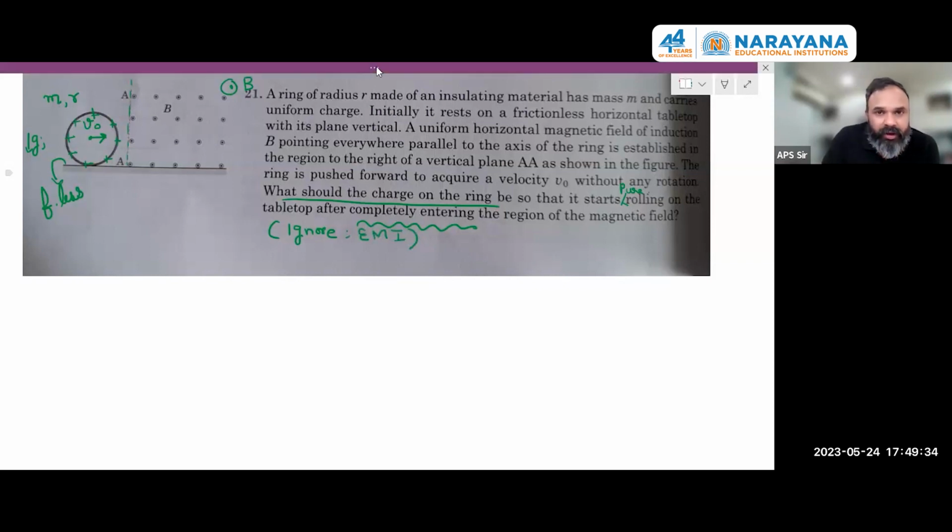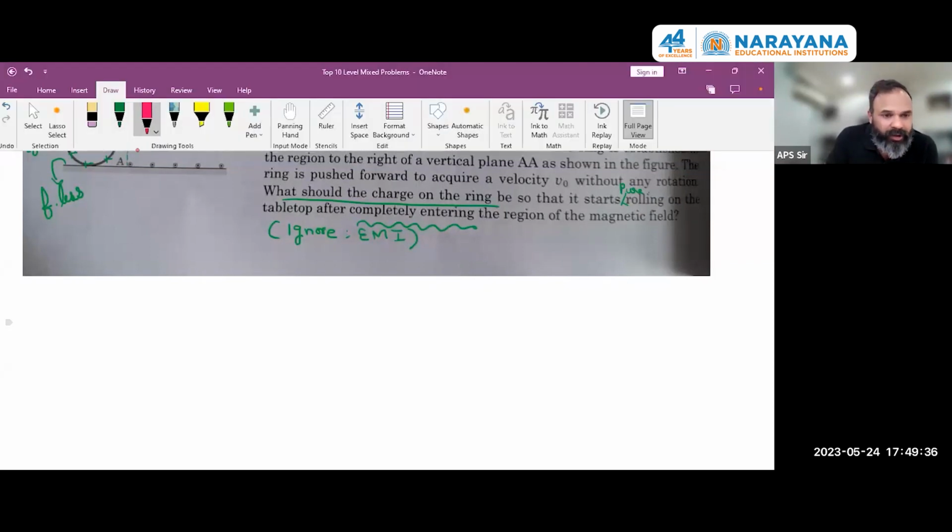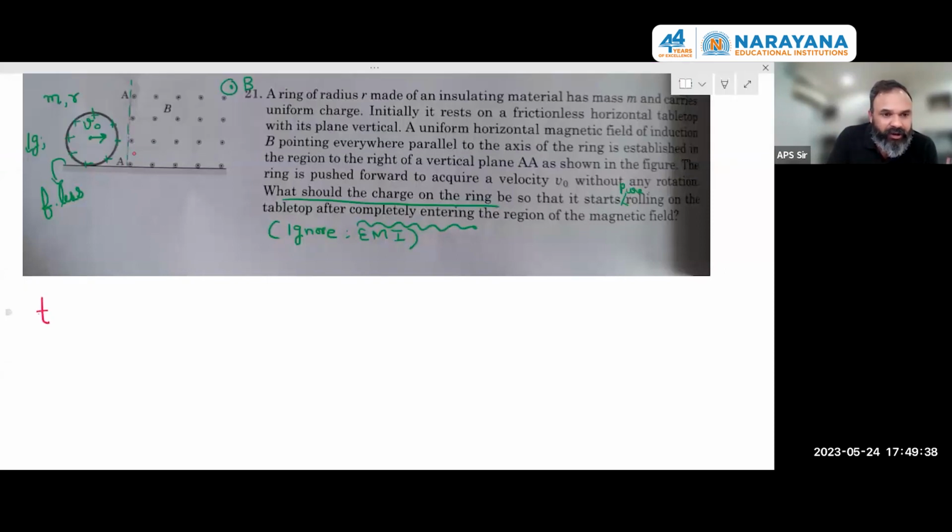Now if you look into the problem, till it enters the magnetic field, nothing is going to happen. It will keep on moving with a constant speed v naught without any rotation. So it will move straight. Now let it enter. If it enters, I'll try to draw the picture at a general t is equal to t.